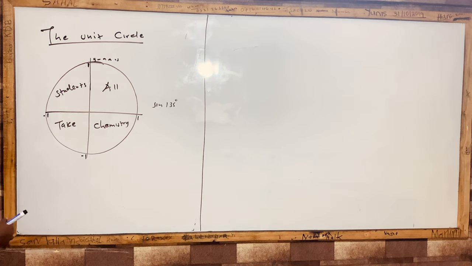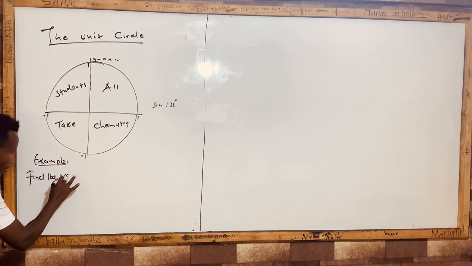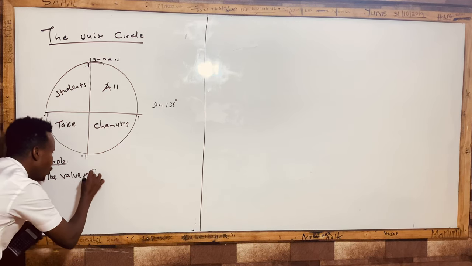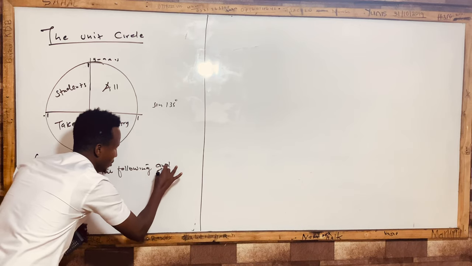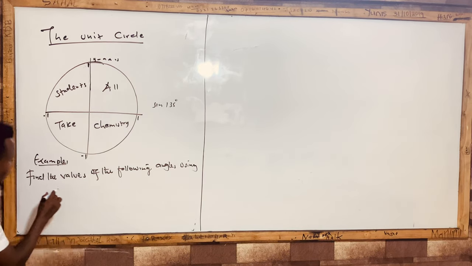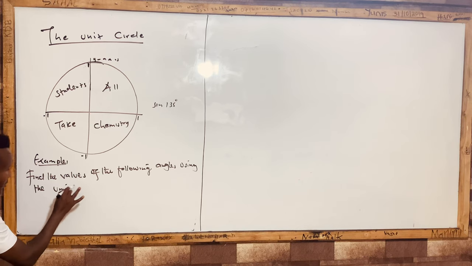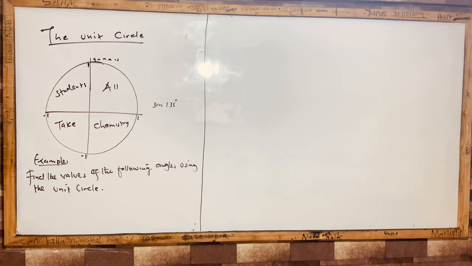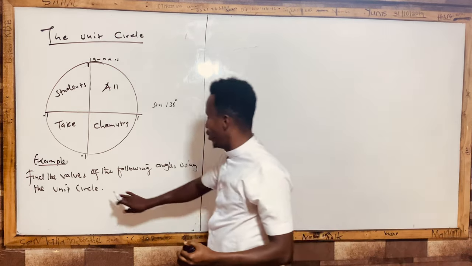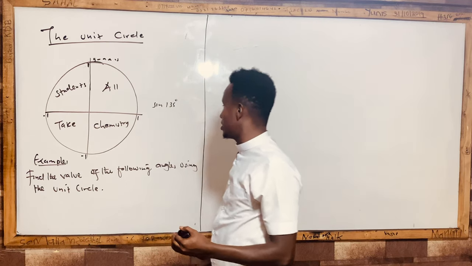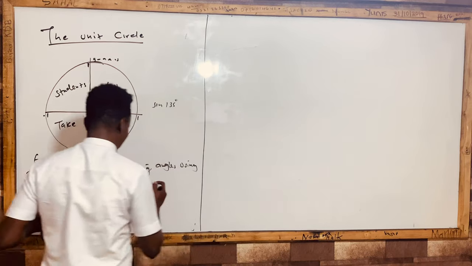So now let's see examples. Example one: find the values of the following angles using the unit circle. Period. Find the values of the following angles using what? The unit circle. Now, let's start with this one.